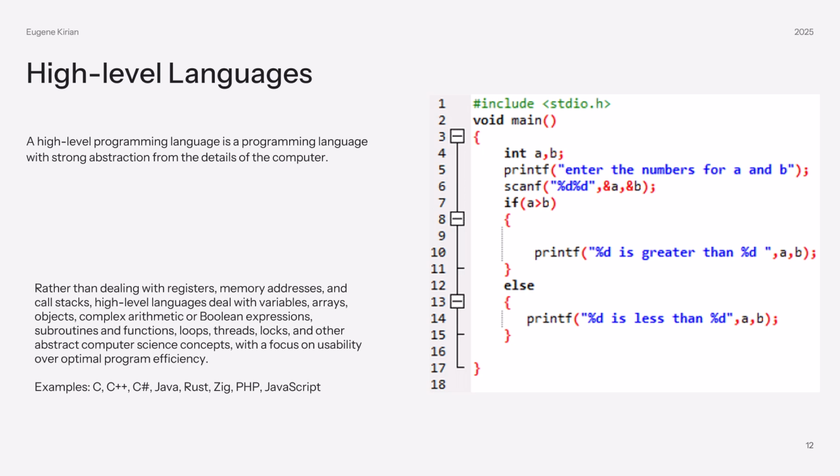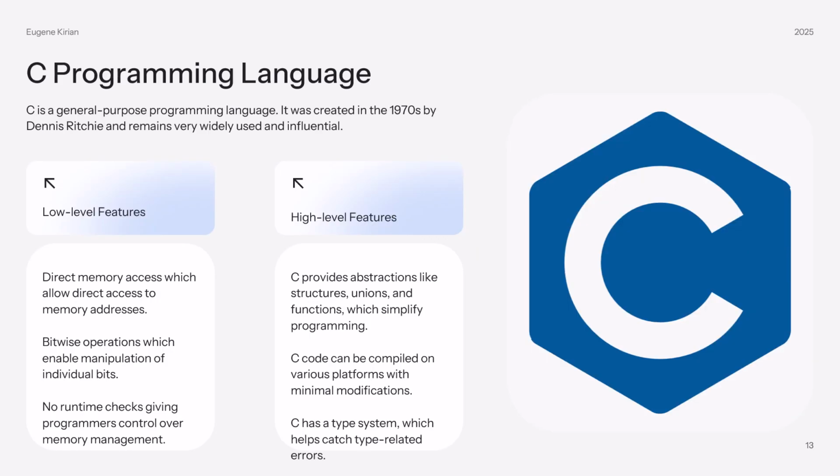C is a general-purpose programming language that has been widely used and influential since its creation in the 1970s by Dennis Ritchie. One of the key aspects of C is its balance between low-level and high-level features. On the low-level side, C provides direct memory access, allowing programmers to manipulate memory addresses directly. It also supports bitwise operations, enabling the manipulation of individual bits. Additionally, C doesn't perform runtime checks, giving programmers fine-grained control over memory management.